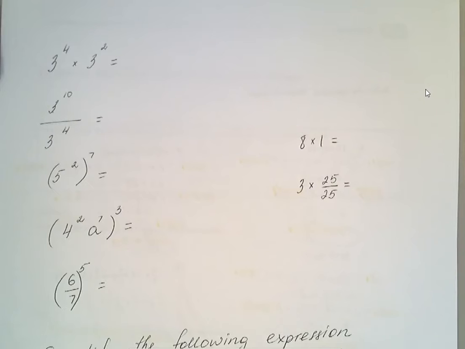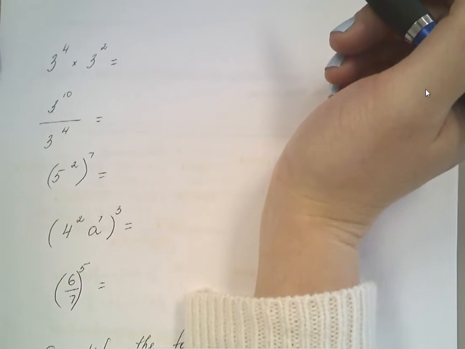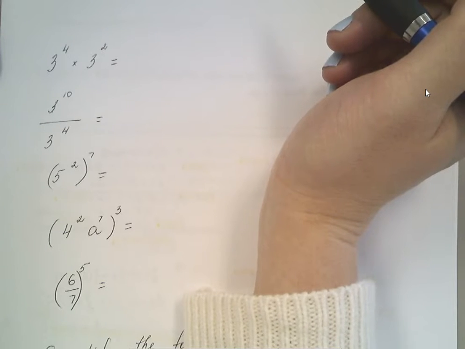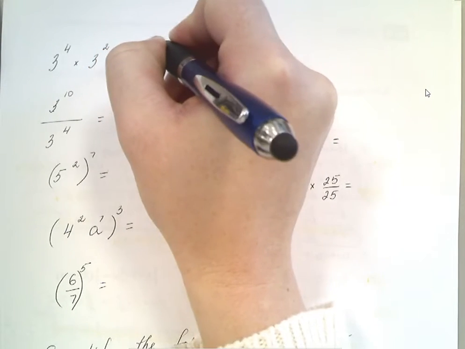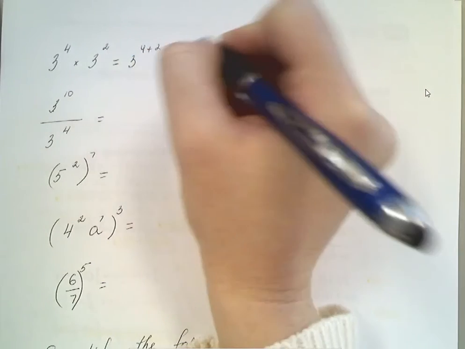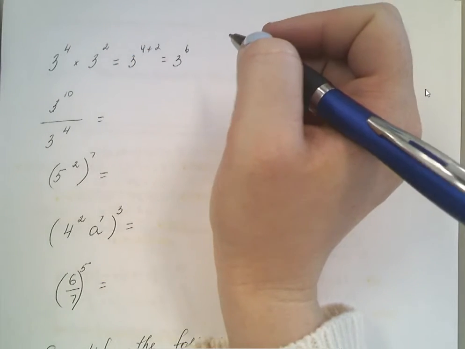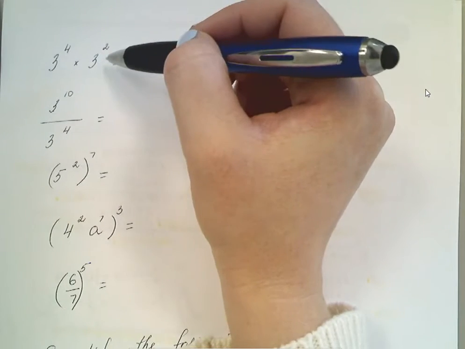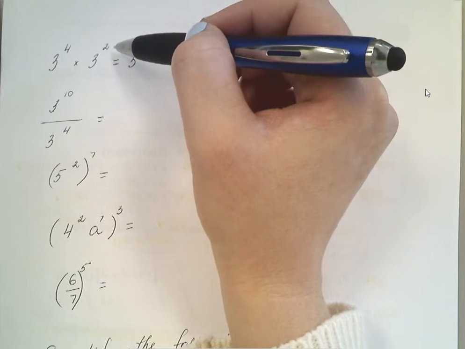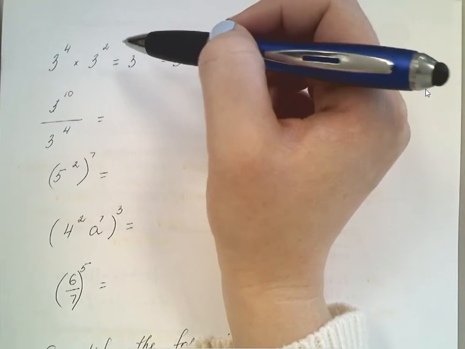Before we get started, we are going to again do a quick review on what we've learned so far. So 3 to the 4th times 3 to the 2nd is the same as I would multiply 3 by itself 4 plus 2 times, right? So I will have 3 to the power of 4 plus 2, and that is 3 to the 6th power. And again, if I were to rewrite it, I will have 3 multiplied by itself 4 times, multiplied by 3 multiplied by itself 2 times. So I will have 3 multiplied by itself 6 times.